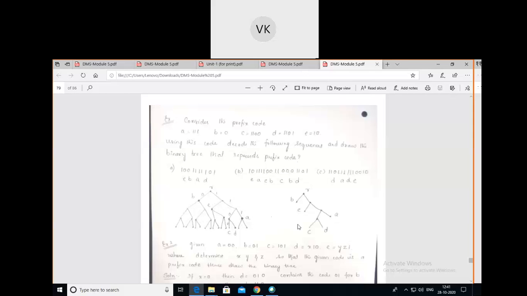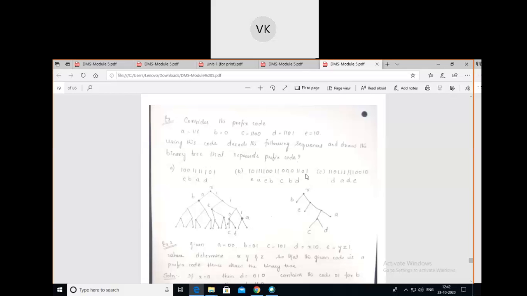Then you write it like this. Here is B, C, B, E, D, A. C is not there here, so leave it. He has added it here, but it is not there here. This is a binary tree for this message.